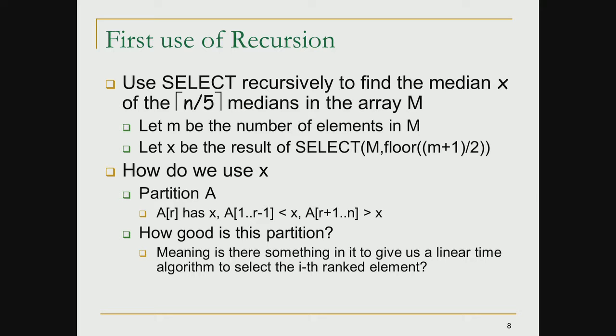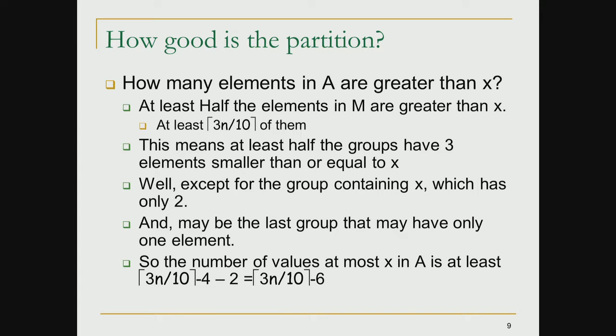Now, what we do is partition the array A into two parts around the element x. We will see how to do this, but before that let us also analyze how good this partition is. What do we mean by a good partition? We analyze what properties of this partition could give us a linear time algorithm to find the ith ranked element. So, let us see how good this partition is and make some observations.